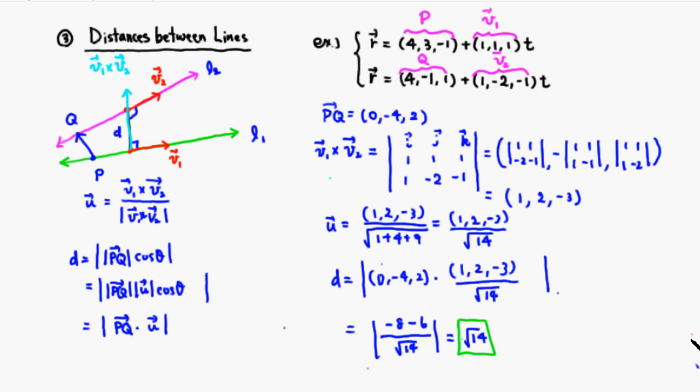So all you really have to do is take one point from each line, create a vector between them, and then project it onto the cross product of the direction vectors. That's it. I hope that this was clear.